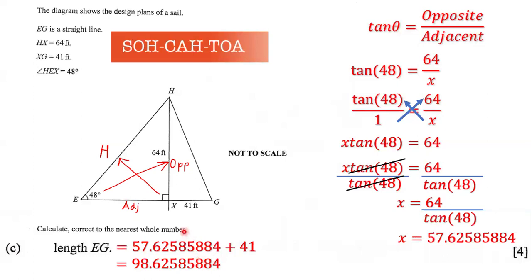When we add them, we get 98.62585884. But we want it correct to the nearest whole number, and so we have to round. Notice that this right here is 6. Once it's 5 or greater, we round up. That means we're going to add 1 to 8, and when we add 1 to 8, we get 99. And so the length EG is 99 feet. And that's the answer to this question, 99 feet.